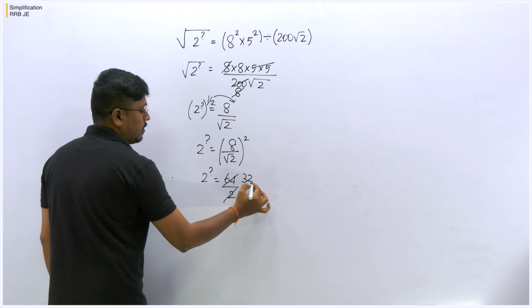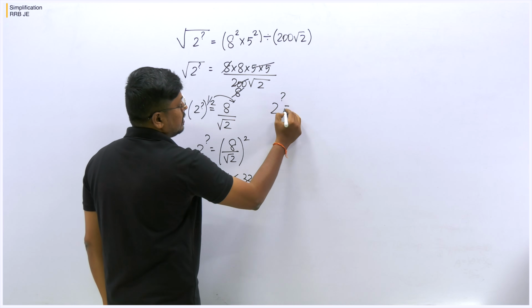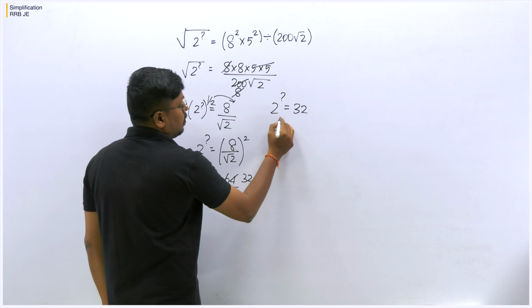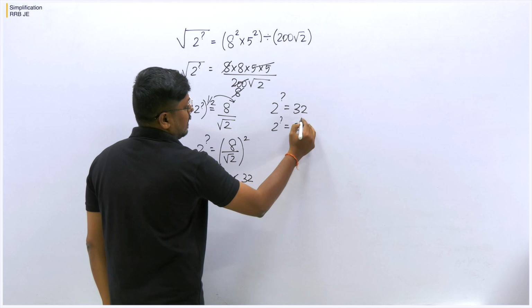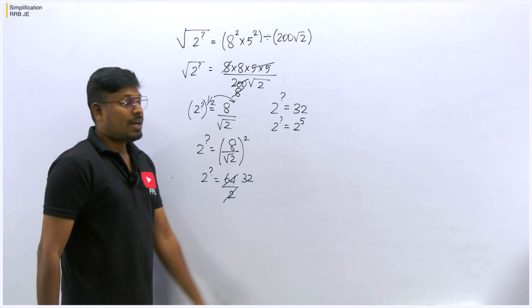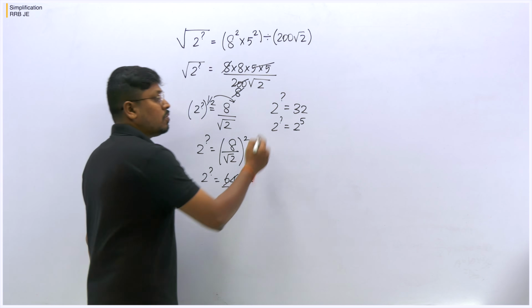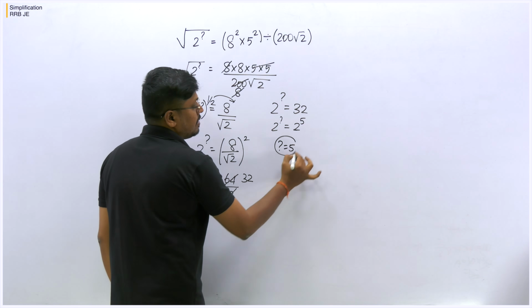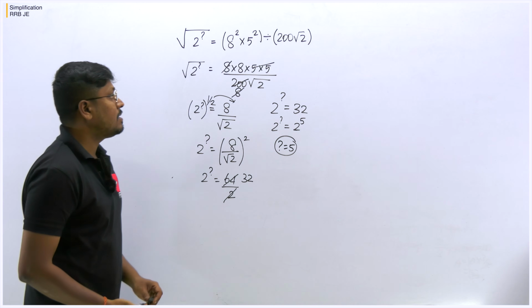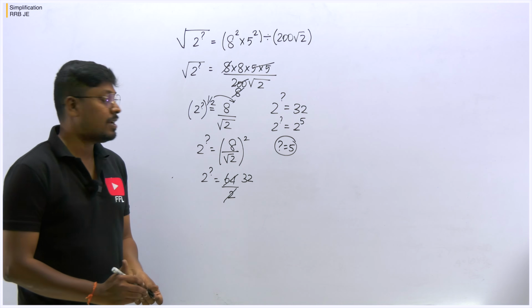So this becomes 32. So 2 power question mark is equal to 32, and 32 can be written as 2 power 5, because 2 power 5 is 32, and we need to find the answer in 2 power something. So 2 power 5 is equal to 2 power question mark. So question mark is equal to 5, which is the answer for this last question, right?